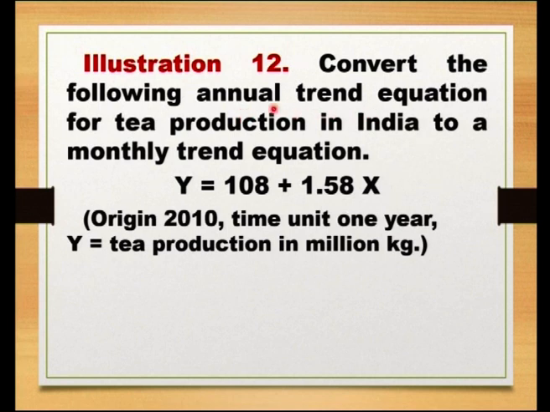Convert the annual trend equation for tea production in India to a monthly trend equation, that is Y is equal to 108 plus 1.58 into x. Origin given is 2010, that is the time unit is 1 year, and Y is tea production in million kilograms.